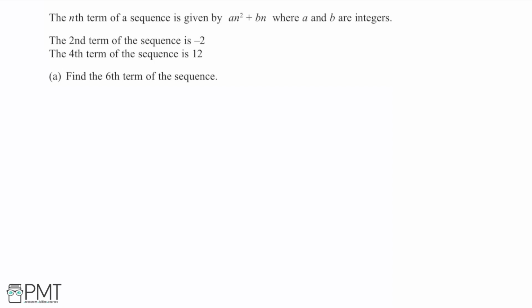So in this question, we're told that the nth term of a sequence is given by the expression an squared plus bn, where a and b are integers. We are also told that the second term of the sequence is minus 2, and that the fourth term of the sequence is 12, and we need to use this information to find the sixth term of the sequence. So we know what form the sequence is of, but then we have the two unknowns, a and b. So in order to find the sixth term of the sequence, we can work out what the integers a and b are, and then we can substitute in n is equal to 6 to find the sixth term of the sequence.